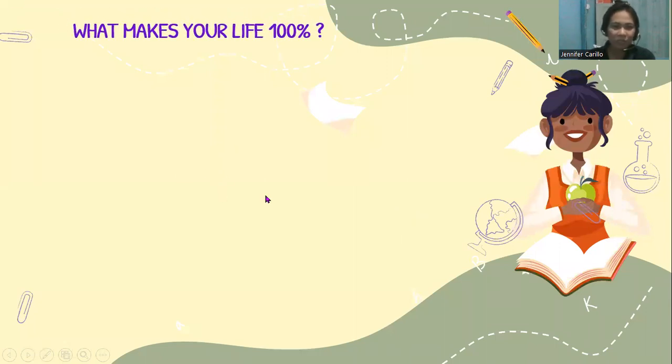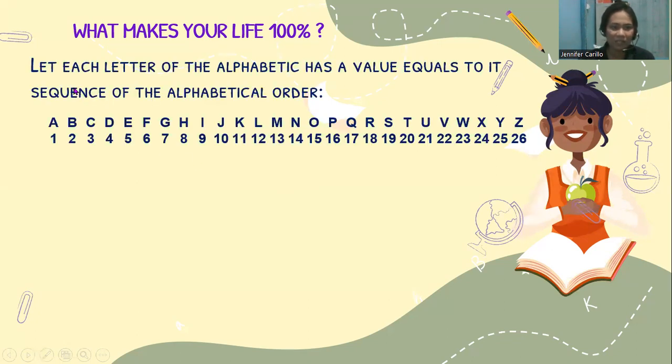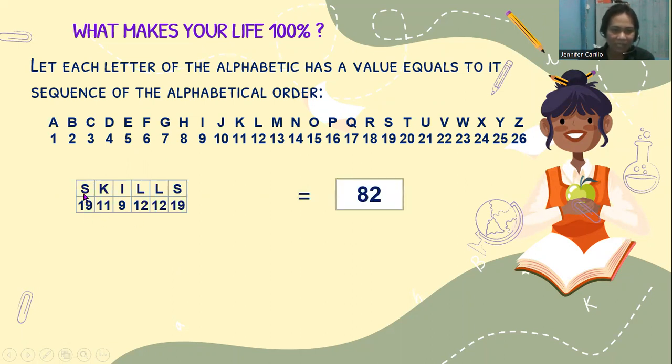So let me ask you, what makes your life 100%? Let us assign each letter of the alphabet a value. Let's say A is 1, B is 2, C is 3, until Z is 26. So let us calculate what matters most. Let's have skills. That is S is 19, K is 11, I is 9, L is 12, and S is 19. When we sum this up, it will have a total of 82.